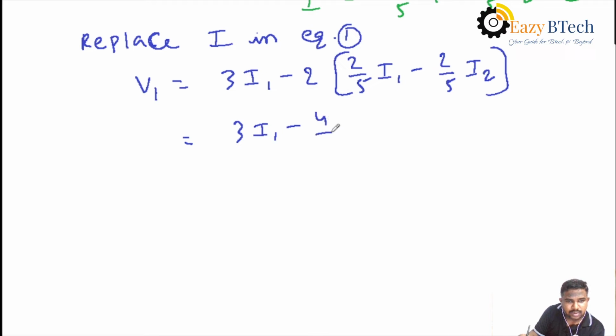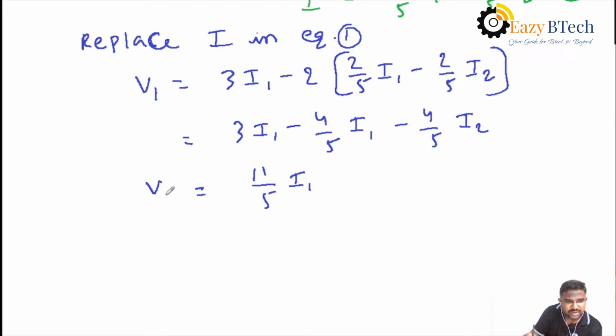3I1 minus 4 by 5 I1, minus 4 by 5 I2. That is, what is the equation value here? That is 11 by 5 I1. This is the equation of V1: 11 by 5 I1 minus 4 by 5 into I2. This is taken as equation 5.